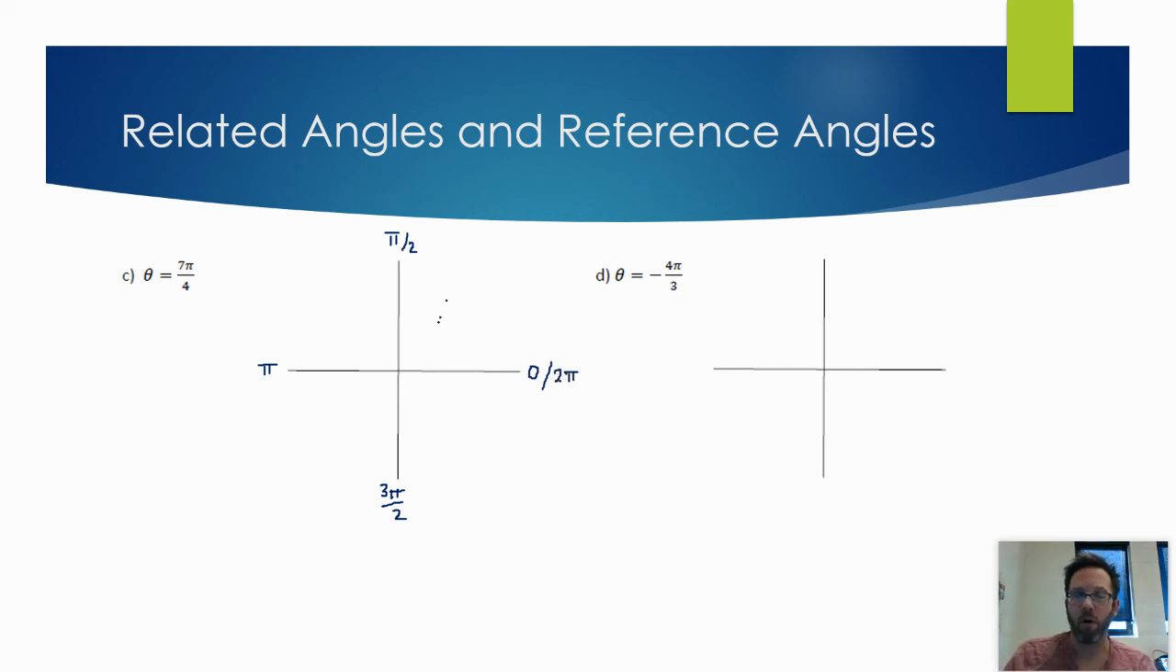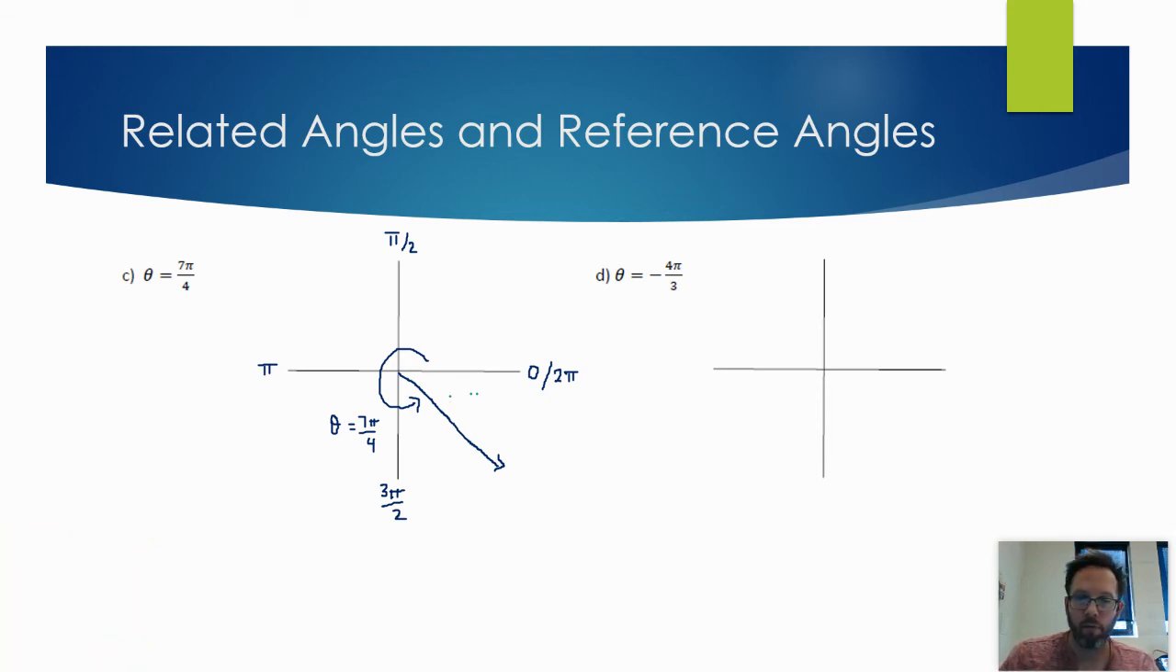7 pi over 4 is between 3 pi over 2 and 2 pi. It's somewhere in here, and if you're a little unsure where that is, that's okay. And what's the reference angle? Well, again, our angle here is 7 pi by 4. What's our reference angle? I might go to green just to do this calculation here.